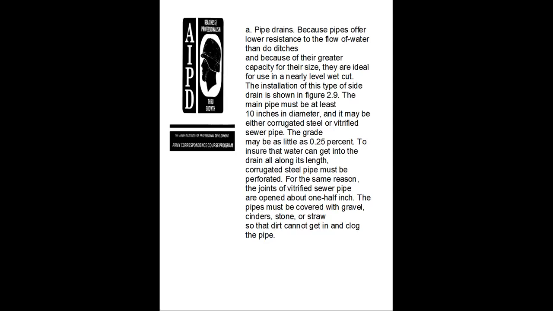Ideal for use in a nearly level wet cut is the installation of the type of side drain shown in Figure 2.9. The main pipes must be at least 10 inches in diameter, either corrugated steel or vitrified sewer pipe, laid at a grade of at least 0.25% to ensure that the water can get into the drain along its length. Corrugated steel must be perforated for the same reason. The joints of vitrified sewer pipes are left open 1.5 inches. The pipes are covered with gravel, cinders, and stones and straw so that dirt cannot get in or clog the pipe.